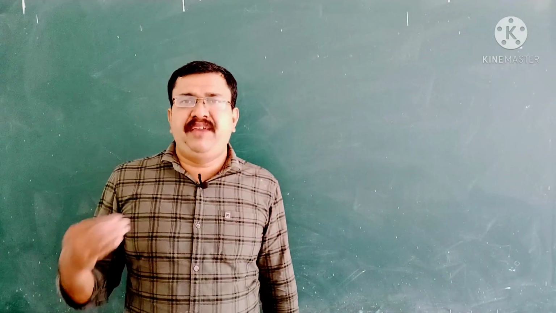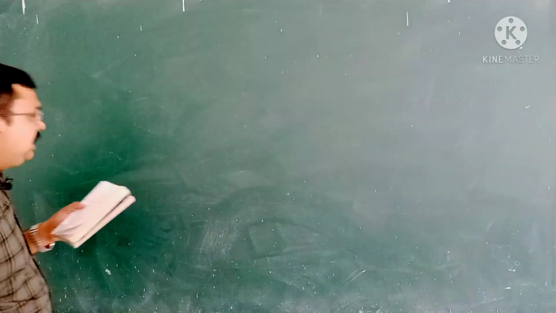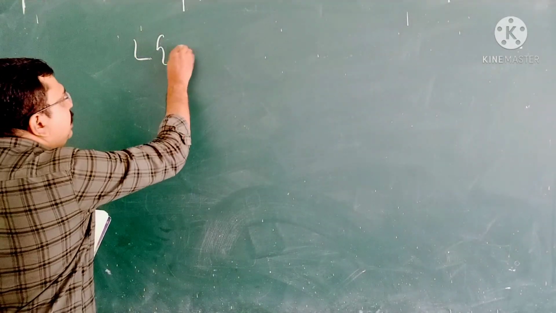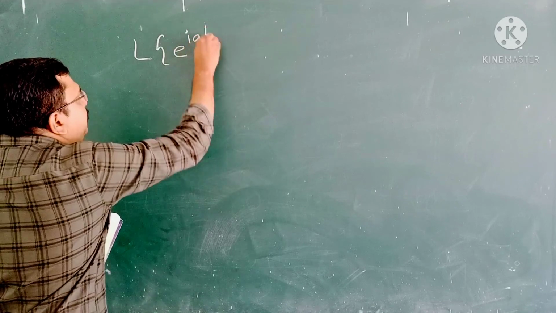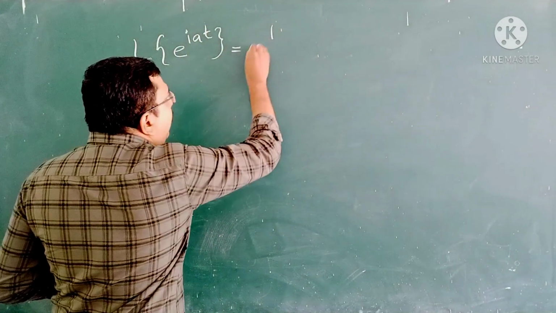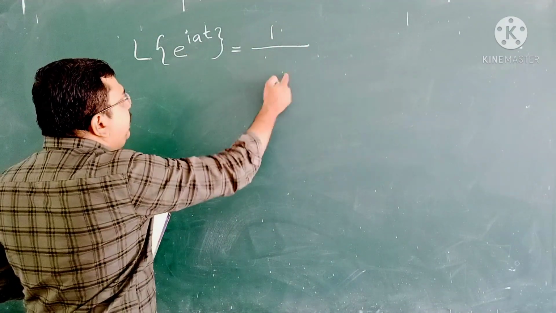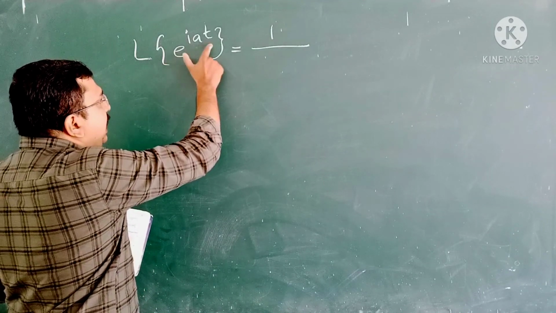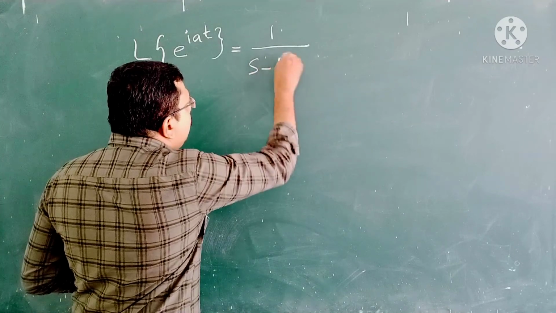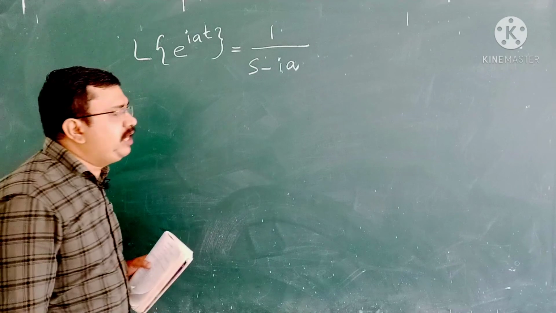What is the value of L of e raised to iat? That is, what is the Laplace transform of e raised to iat? We know that L of e raised to at is 1 by s minus a, but at is replaced by iat, then we will get 1 by s minus i into a.